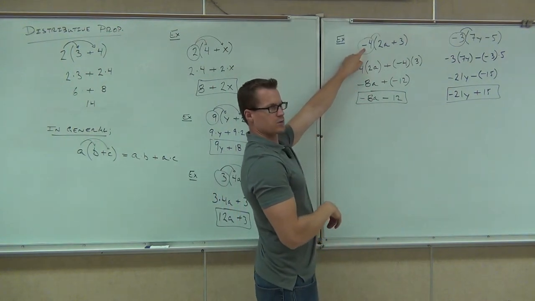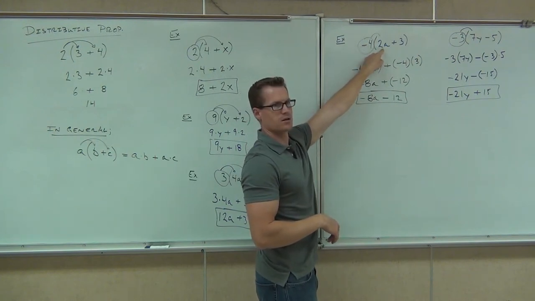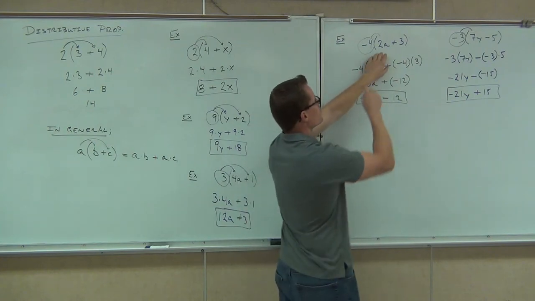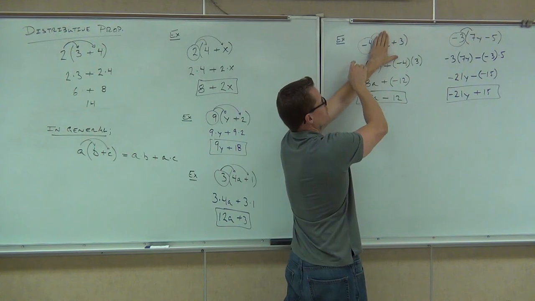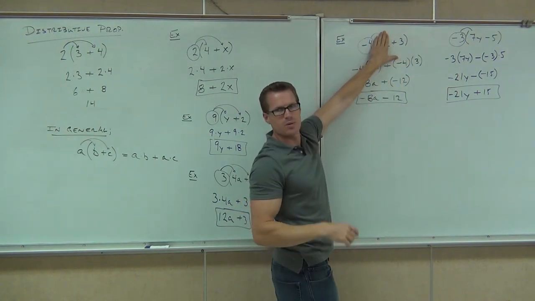This is negative 4, true? This is positive 2a. What's negative 4 times positive 2a? Negative 8a. That's exactly what we have here. Now, this is the important one. Ignore this for a second. What's negative 4 times, we're going to consider this to be not plus 3, but positive 3.